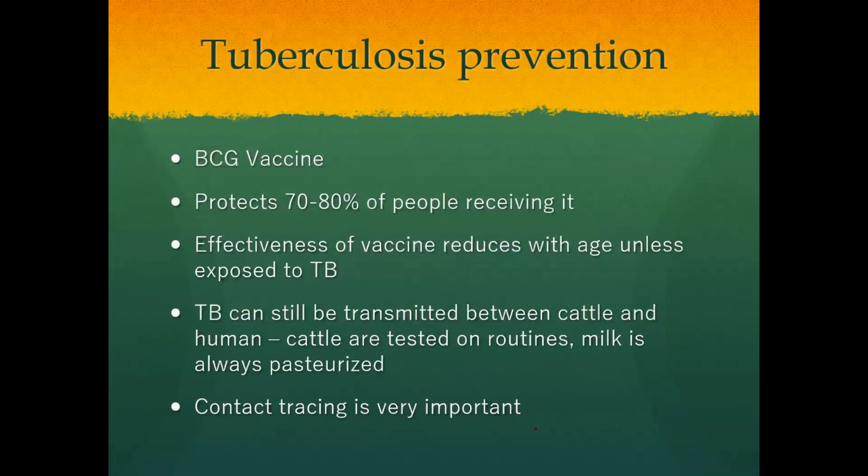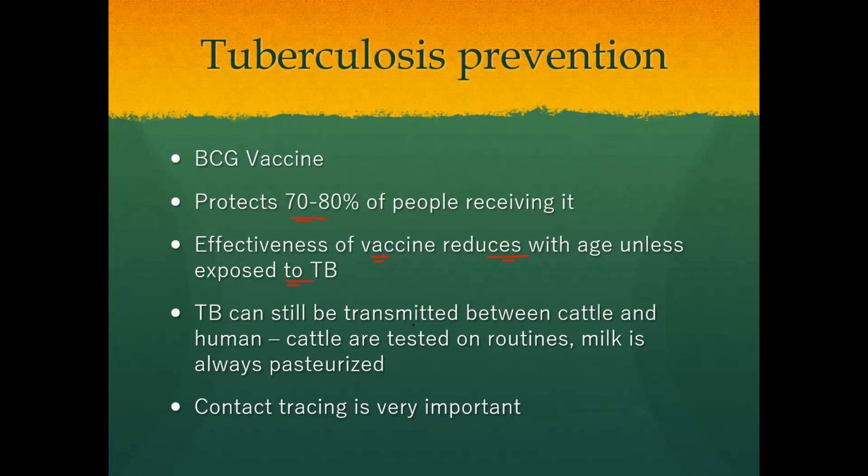This BCG vaccine can protect 70 to 80% of people who receive it. The effectiveness of the vaccine reduces with age, okay? Because initially when it is given, antibodies are produced, but the effectiveness reduces with age, unless the person is exposed to TB. If the person is infected or exposed to TB again, they will definitely start to develop antibodies against it. But if the person is never exposed to TB in their life, the immunity developed by the vaccine gradually reduces. It doesn't actually end, but it reduces.